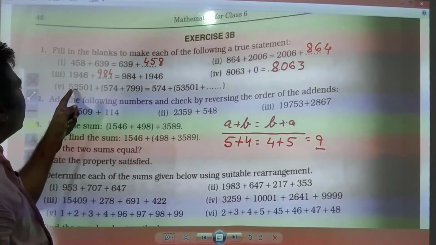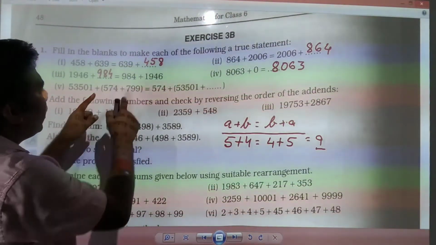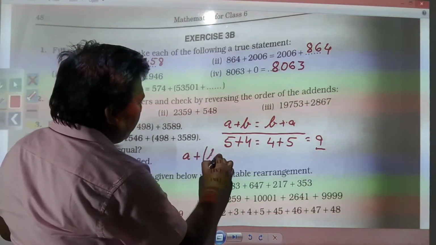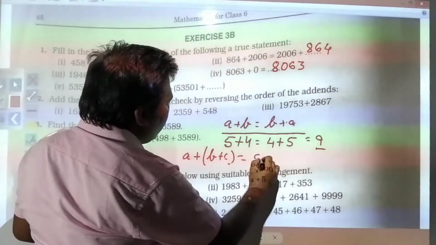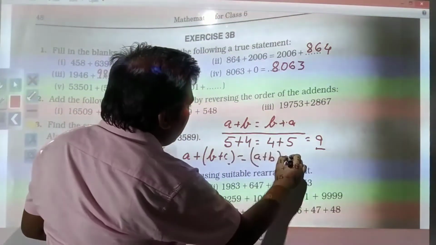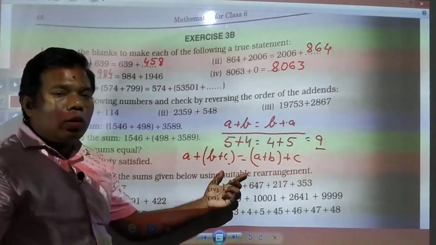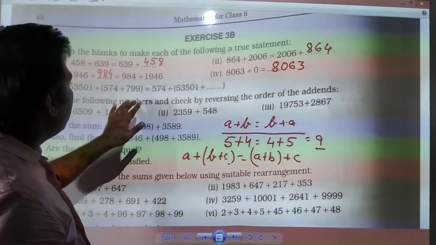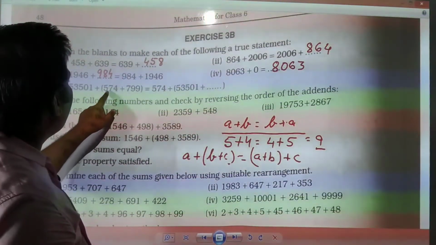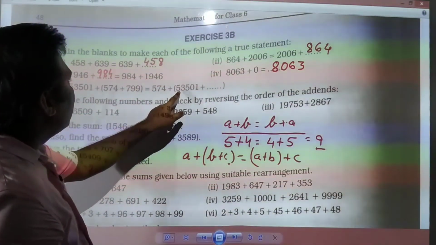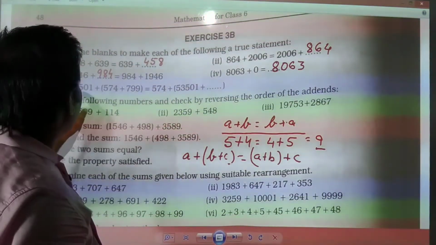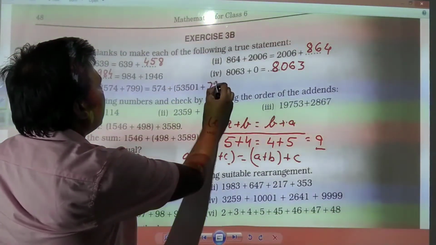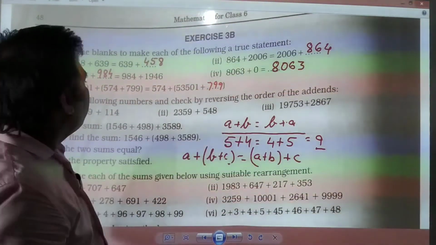Here you see, in brackets, if you remember, there was a rule: a plus b plus c is equal to a plus b plus c, with the brackets grouped differently. The same thing has been applied over here. So your answer will be 574 plus 53,501 plus 799. This can be written.